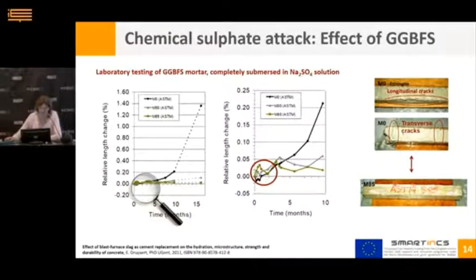You see then also in the picture below the mortar with 85% of blast furnace slag, which is as good as intact, without any damage. So this is just an example of how the additions can change the performance regarding sulfate attack.